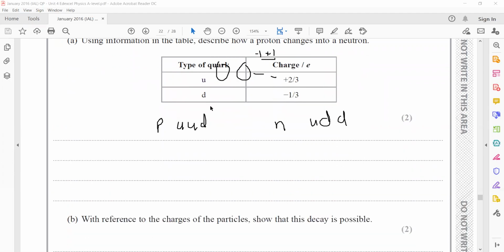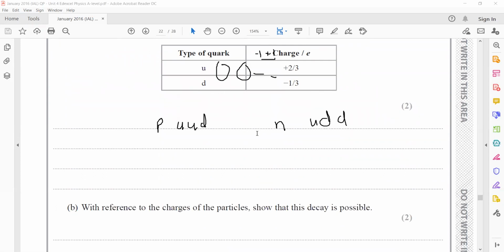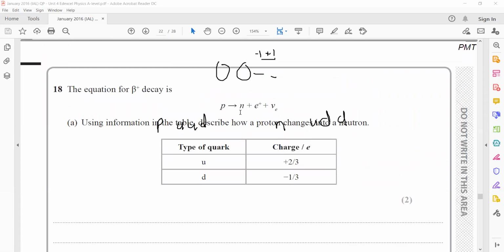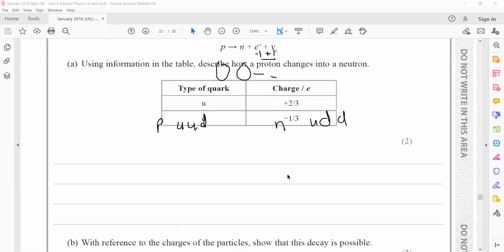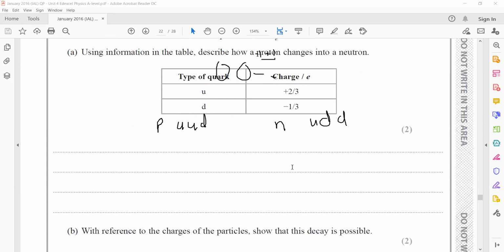So you'll mention a proton is a baryon, which consists of up, up, down, so the net charge is positive. It changes into a neutron, which is also a baryon, and the composition changes into up, down, down.